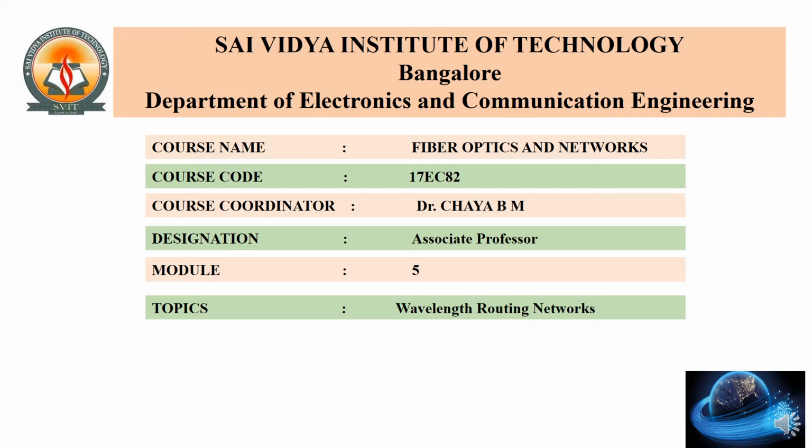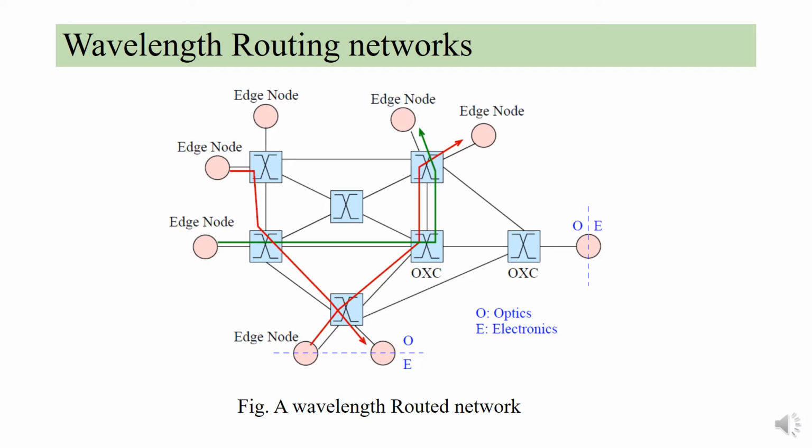In this video, let's look into the concepts of wavelength routing networks. The figure shows a WDM network built on the concept of wavelength routing. This has two types of nodes, OXC and edge nodes. OXCs are the ones that connect the fibers in the network. Edge nodes provide the interface between non-optical end systems.